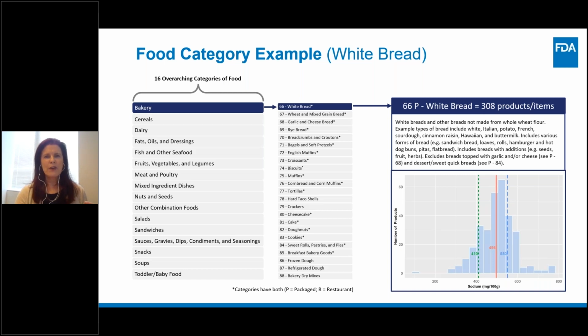So that's an example of how the guidance works, breaking the food supply into categories, looking at where everything is, and then providing specific targets for each category to meet.